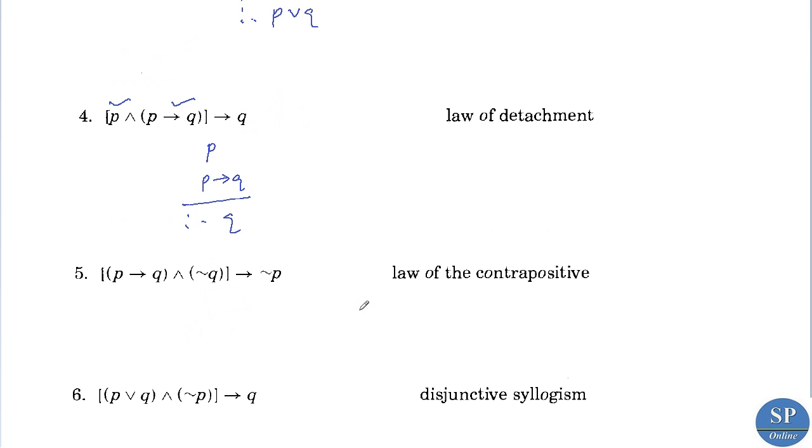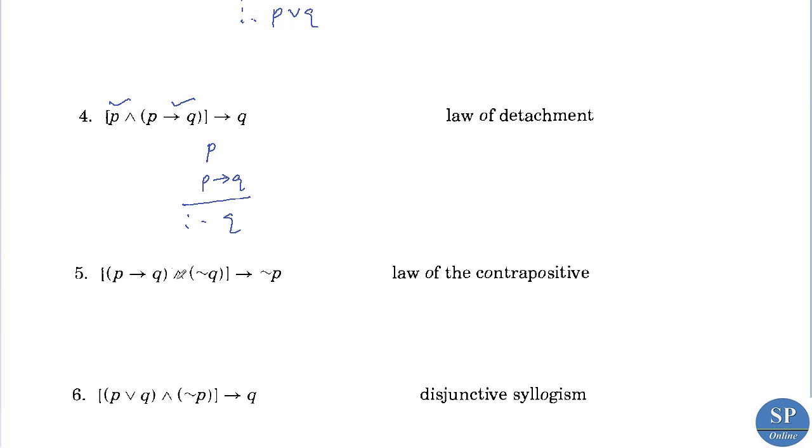Now the next one, the fifth, is the law of contrapositive. You can pause this video and try to write the inferential form of the next rules. So we can express this in inferential form as follows. Here it says that P implies Q is true and Q is not true. That is, if P implies Q is true and Q is false, then P is also false.